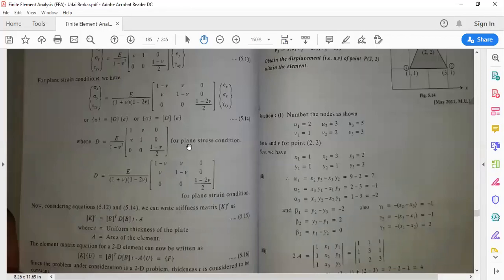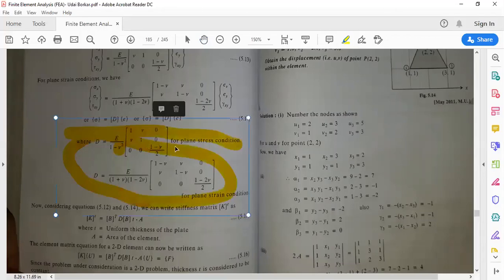For the plane stress condition you have to consider D equal to E upon 1 minus mu squared, where mu is Poisson's ratio, times the matrix [1 mu 0; mu 1 0; 0 0 (1 minus mu) by 2]. So these two formulas are very important. And you have to mention in the examination whether you are considering the plane stress condition or plane strain condition for calculating the stress.